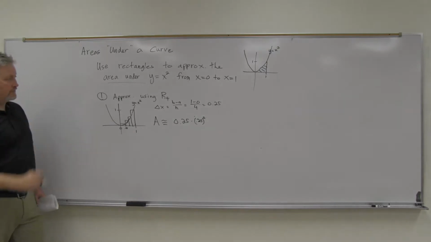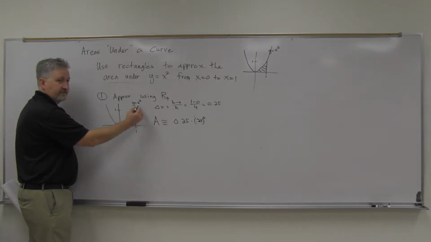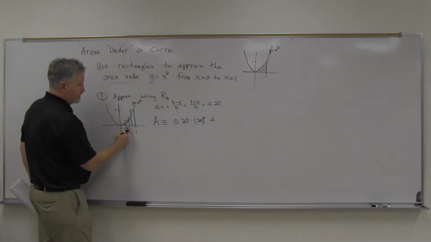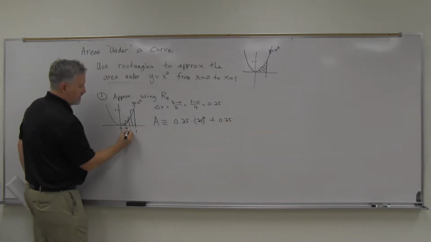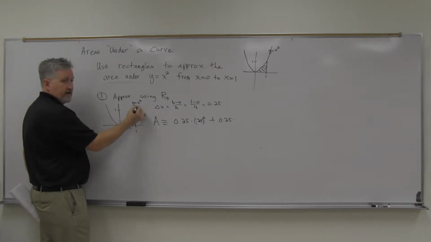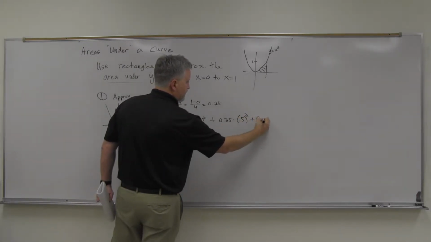You with me there? Let's see where I get that. To get that height, I'm just plugging the x value that I'm at into the function, the x squared. So then the second one is 0.25, still the same width, times the height there. Now I'm at 0.5, because I go a quarter more over from there. Then the height is whatever 0.5 squared is, just plugging it into our function. And so we do that across the board.